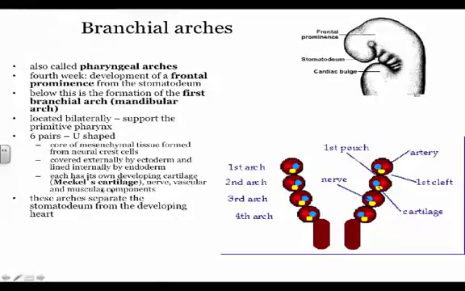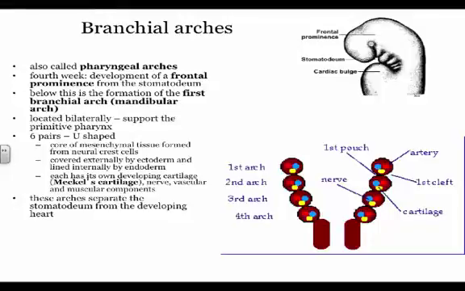So we have here, 1st, 2nd, 3rd, 4th, 5th arch. This is the embryo. Early on, right here, this area, the head will become the frontal prominence. And the first fold under that, right here, is called the first branchial arch, also known as the mandibular arch. Okay? It is bilateral for the most part.